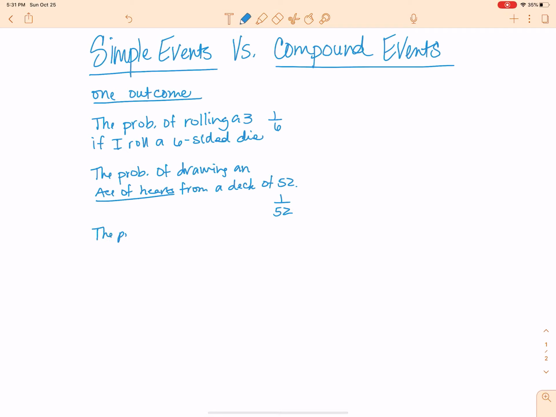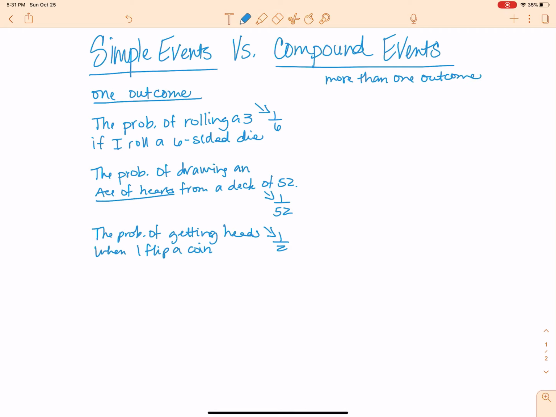The probability of getting heads when I flip a coin. Well, the probability of doing that is 1 out of 2 because there are 2 possible outcomes, and the probability of just getting heads is just 1 out of 2. So I want you to notice that for a simple event, your numerator is always 1 because it's a single event, one outcome. When I'm dealing with compound events, you guessed it, this means that there is more than one outcome.